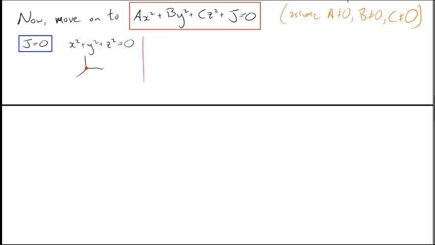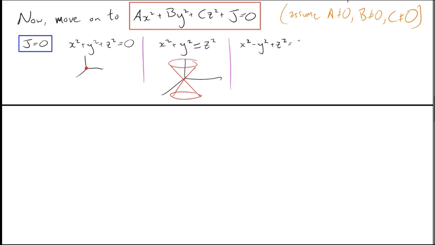First of all, if j is 0, then the first possibility, x squared plus y squared plus z squared equals 0, gives just the origin. The next case here, if you take a to be plus 1, b to be plus 1, and c to be minus 1, you can rewrite that as x squared plus y squared equals z squared. And here you will get a cone. Horizontal traces will be circles, and we'll talk about vertical traces in a moment here.